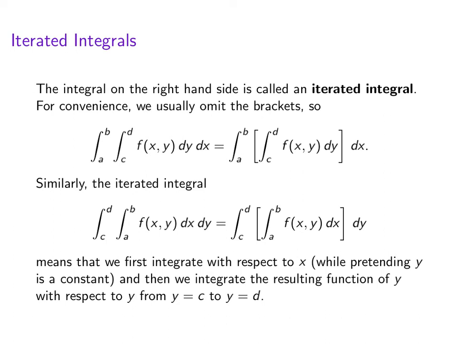In a similar way, we can write down an iterated integral going the other way. That means we first integrate with respect to x while pretending that y is a constant, and then we integrate the resulting function of y with respect to y from c to d. Notice that in both cases, we're working from the inside out, so it's the innermost integral that we're doing first.